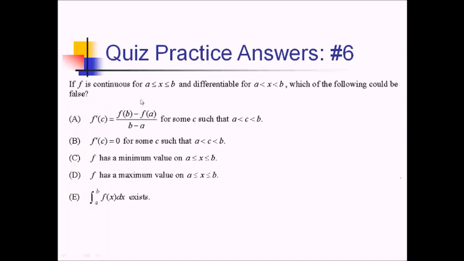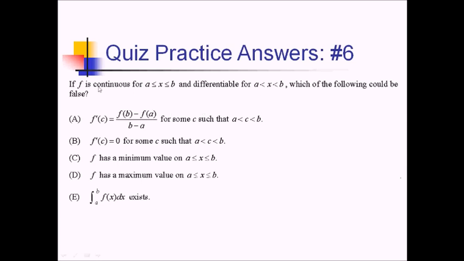On this problem, f is continuous on the closed interval between a and b and differentiable on the open interval, and we want to know which of the following could be false. So it's basically just true, false all the way down. First one, f prime of c equals all this stuff for some c. Basically, this is the mean value theorem, saying that instantaneous rate of change equals average rate of change for some c value on our interval. Is that necessarily true or false?